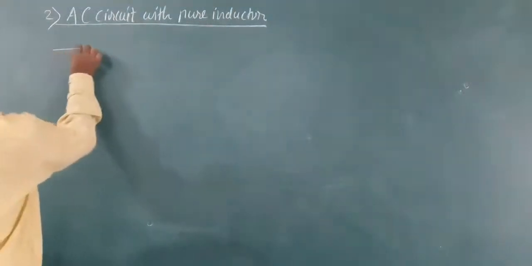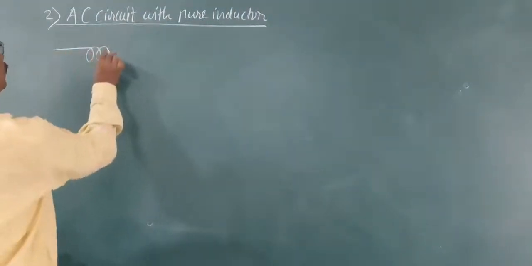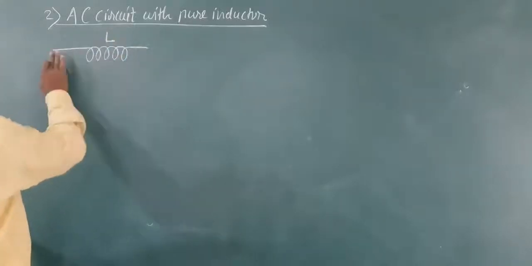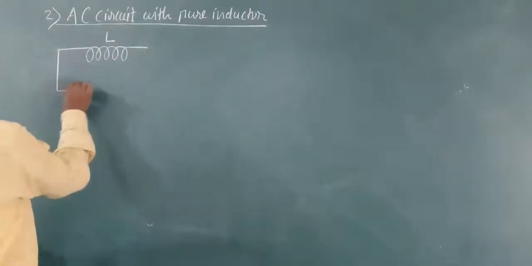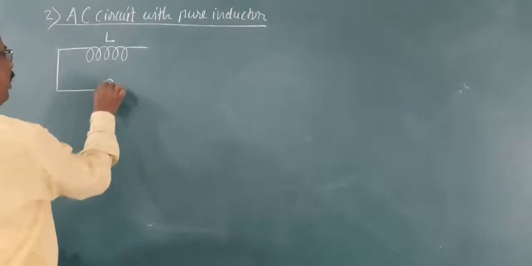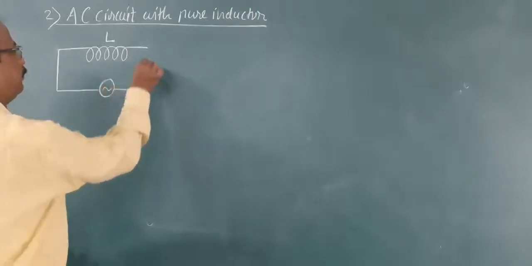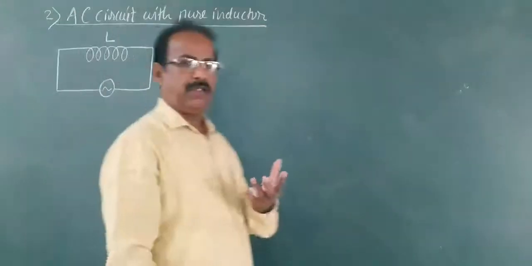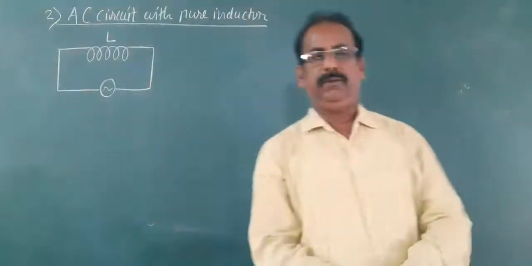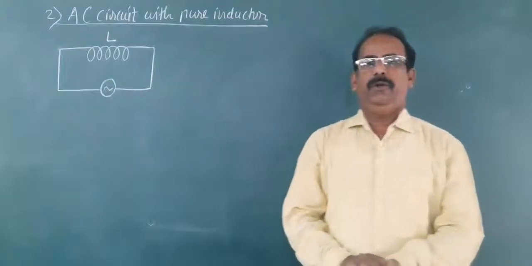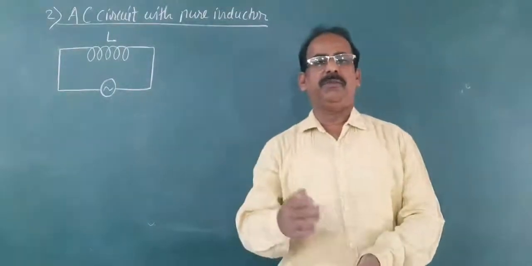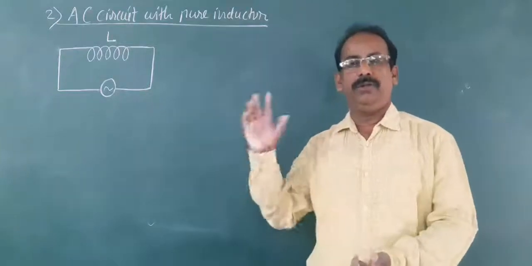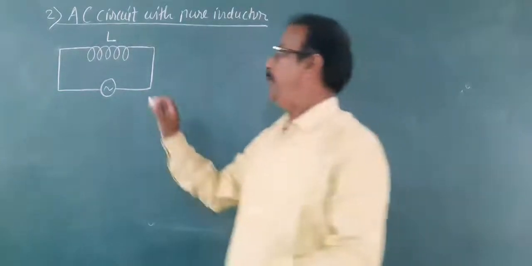Suppose this is a pure inductor of self-inductance L connected across the source of alternating EMF. This circuit is an AC circuit with pure inductor. We assume here the resistance of the coil is zero. R is zero.